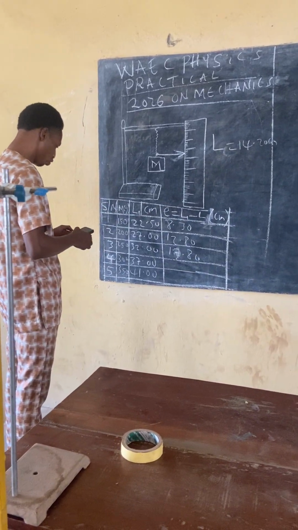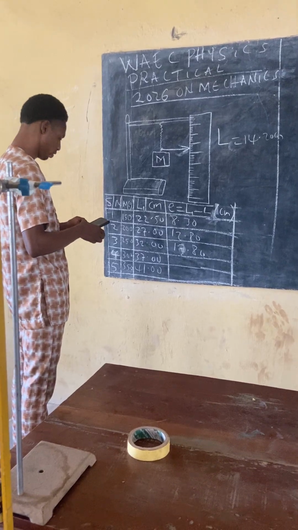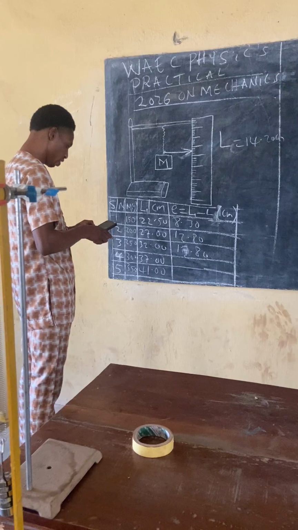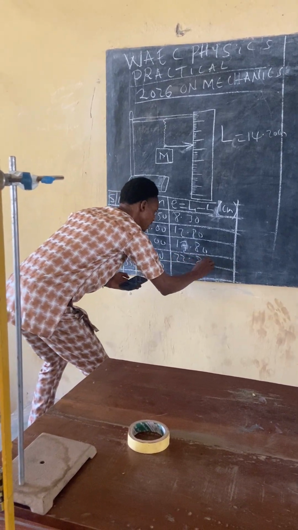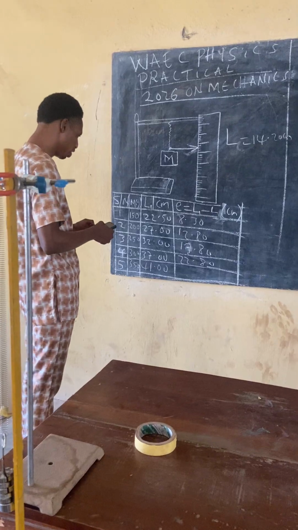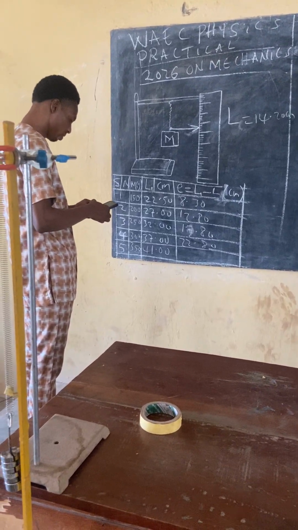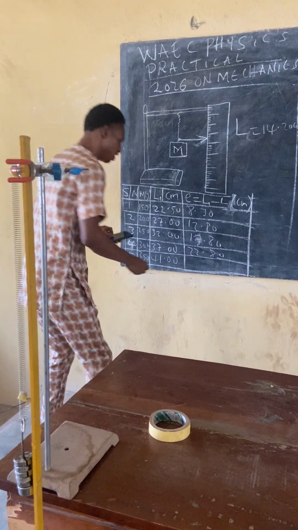Now I'll pick the next one, which is 37 minus 14.20. That will give me 22.80. Now I'll pick the last one, that is 41 minus 14.20, and that will give me 26.80.